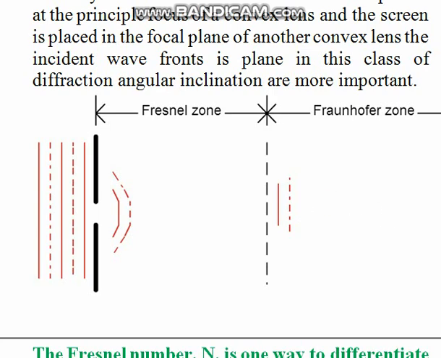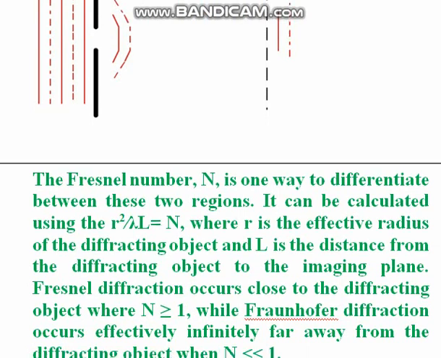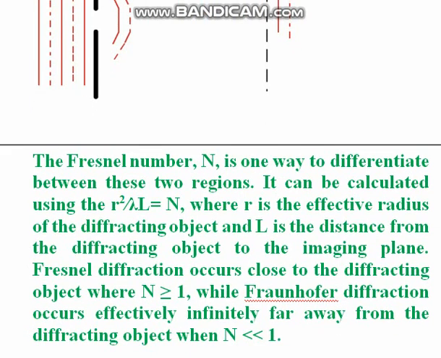Let's see a mathematical term which can distinguish these two types of diffraction. This term is known as the Fresnel number, capital N, and it is one way to differentiate between the two regions, Fresnel and Fraunhofer. It can be calculated using the relation R squared over lambda L is equal to N, where N is the Fresnel number.